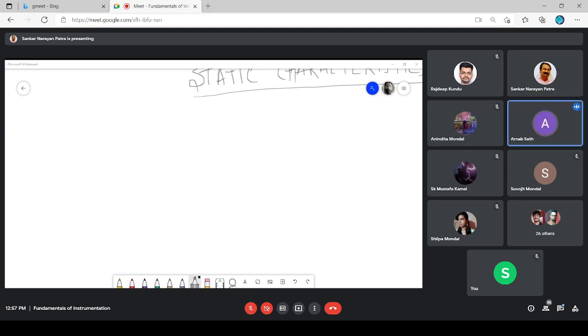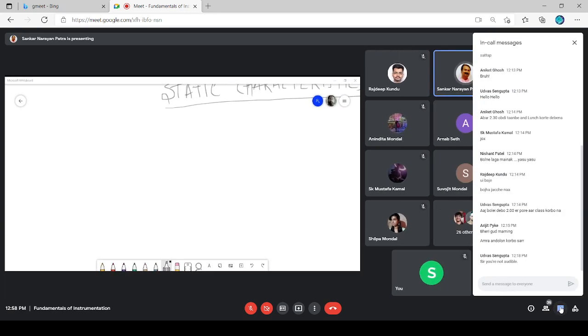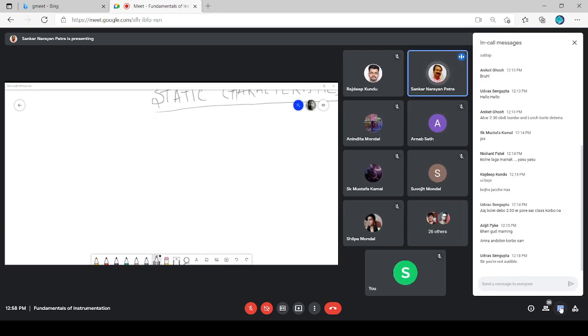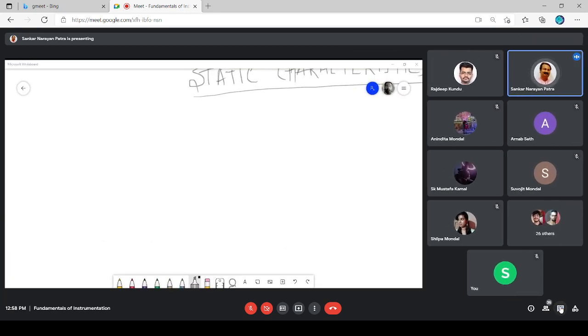So it is probably kept in Paris, no? It is kept in Paris and it is considered as the SI unit of mass. Standard SI unit of mass, right? Yes, sir, 1 kg.